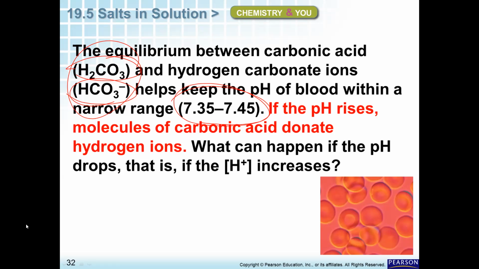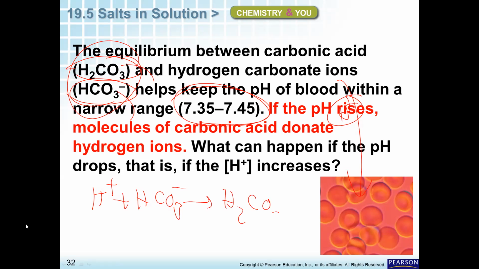If I came to the blood here and I added H plus from any type of food, what will happen? The H plus that you added, it will react with which one? With this one or this one? With the salt. So this will react with the HCO3 minus. It will produce H2CO3, and that is already there, and that is a weak acid.